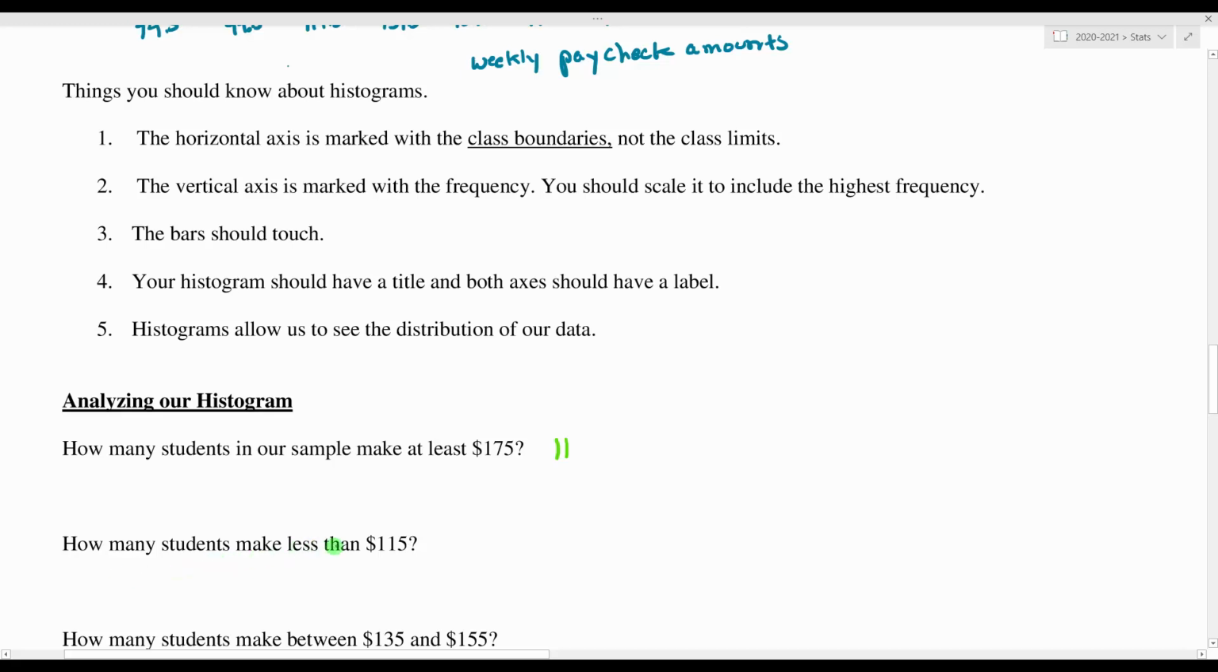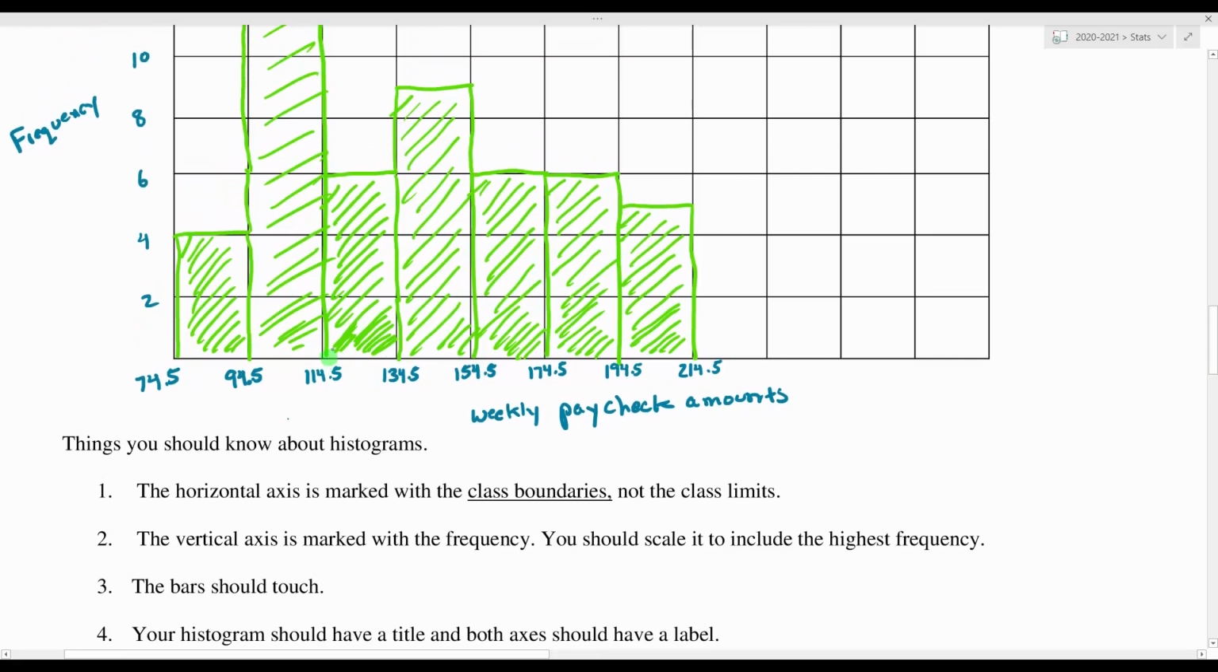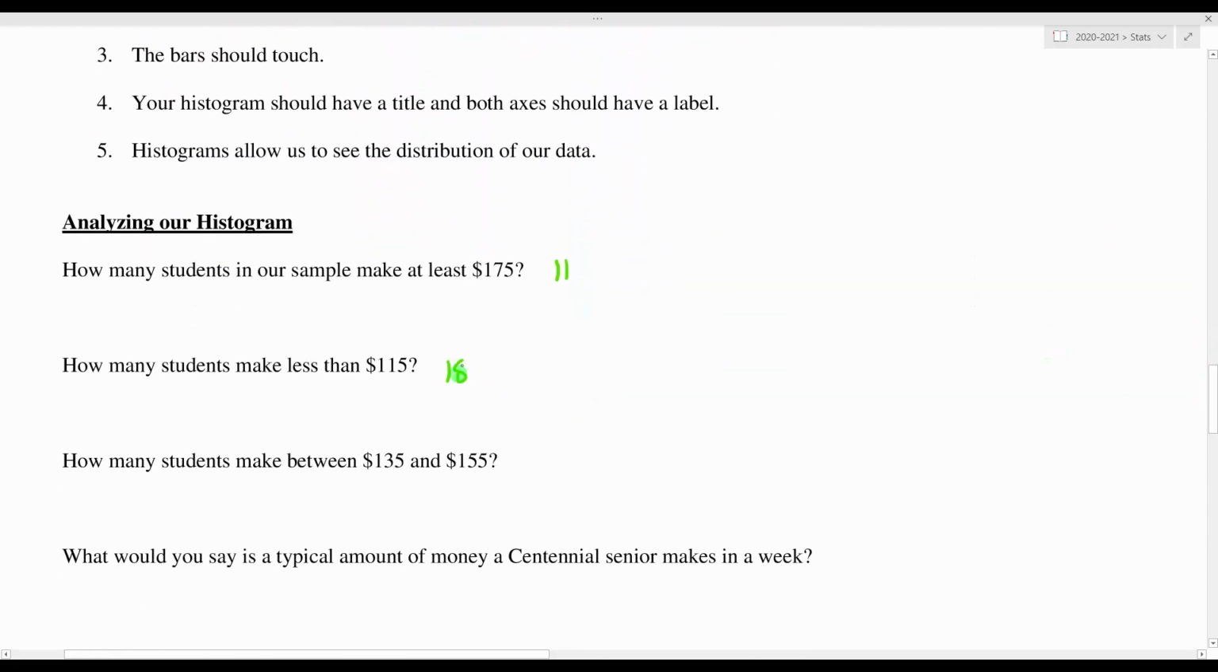Now this one says how many students make less than 115. Right, so I go up here, so 115, that would be here. So this bar has 115 to 135, so we want less than 115, so we want the 2 bars over here to the left, right? So there's 4 in this class and 14 in this class, so there's going to be 18 students that make less than $115 every week, right?